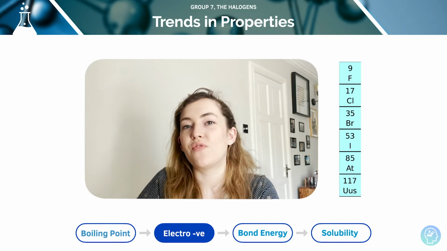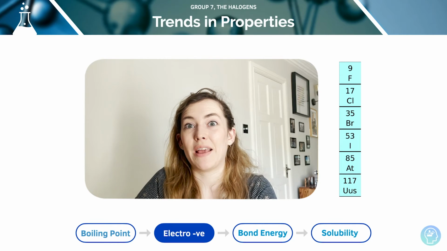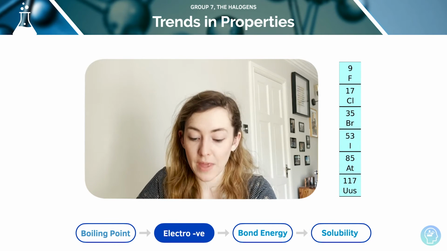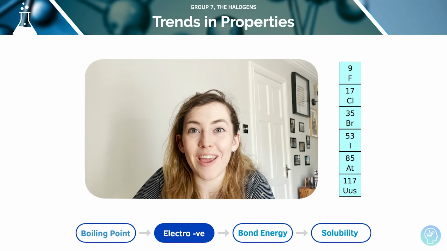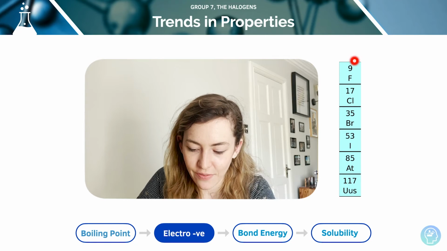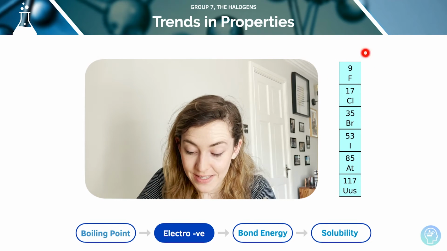So all of our halogens vary in terms of their electronegativity. It's an attribute that's given to them. And we know that fluorine is the most electronegative element in the whole periodic table, and it's certainly the most electronegative element in group 7.